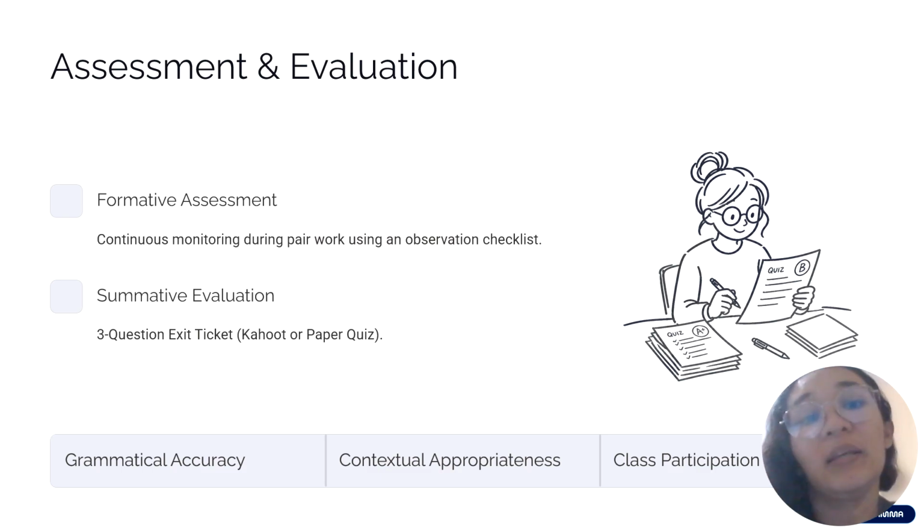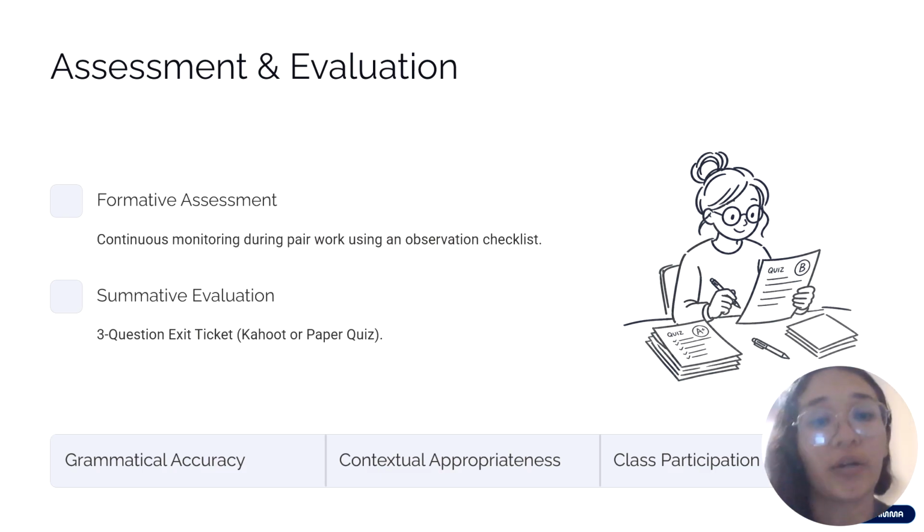So finally, let's discuss how learning is going to be assessed in this case. The assessment is going to be first formative, because during the pair activities I will circulate around the room and use an observation checklist to check your pronunciation, the correct use of the simple present versus the will clause, and also the peer collaboration.